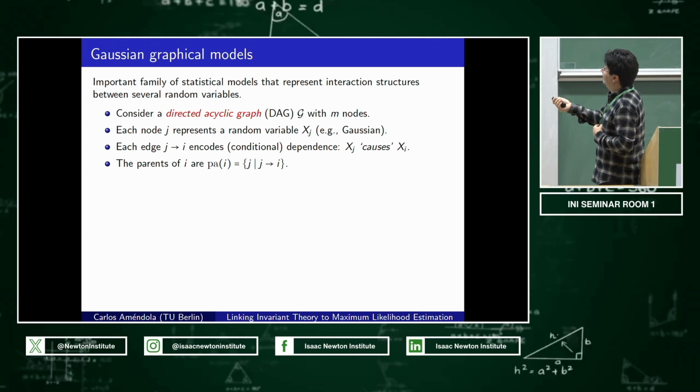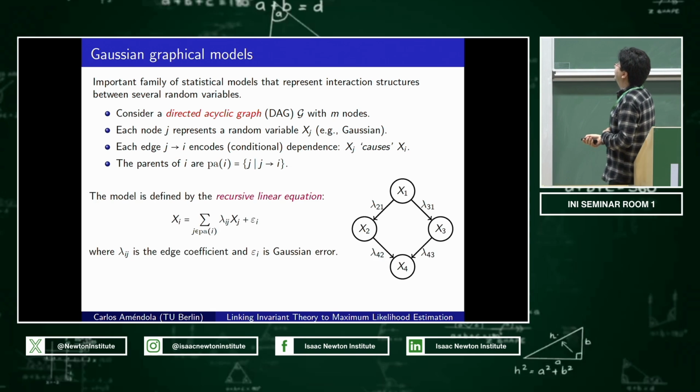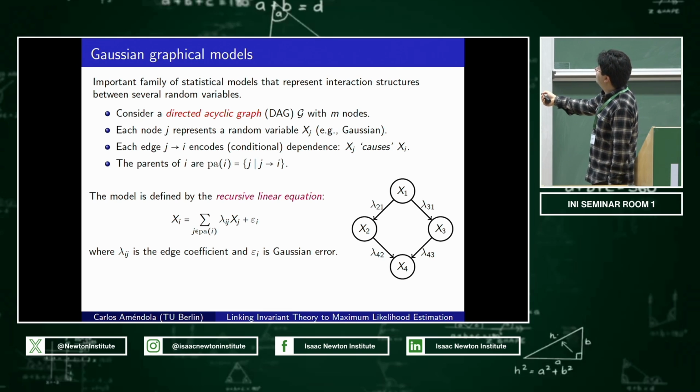So the nicest case is to think that if you have an edge from j to i, xj is a cause of xi. Let me introduce this notation, the parents: if you have a node i, the set of all j's that point to i is the parents. And this is an example. Then we're going to add some coefficients to each edge.